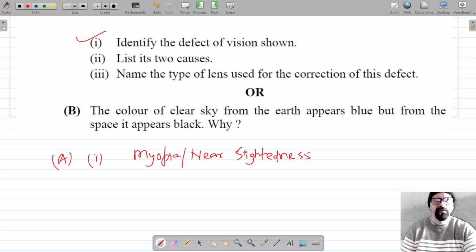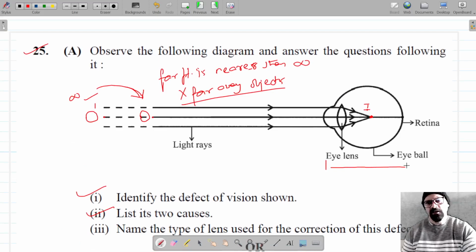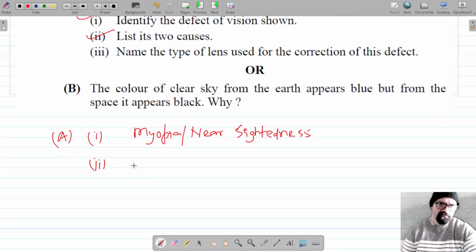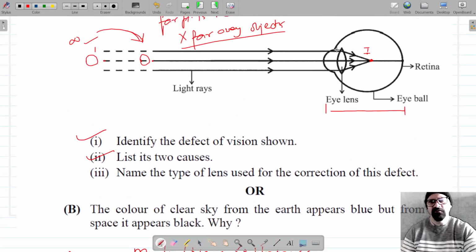Now, the next question: we have to list two causes for this. Two causes can be that the eyeball is too long, that is, the elongation of the eyeball. That's why the image is forming in front of the retina. Or maybe the curvature of the eye lens is excessive.